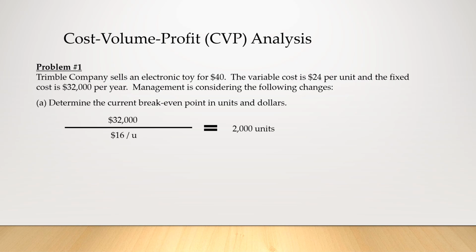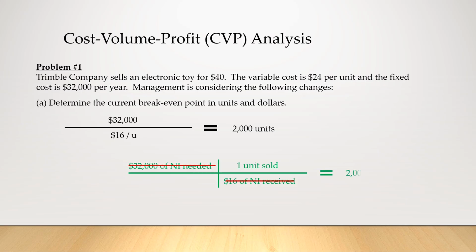You can understand this fact by applying dimensional analysis. Our fixed costs are $32,000, so that's the amount of income we need to generate to break even. For every 1 unit sold, we receive a net of $16 after deducting the variable cost from the sales price. So the units we need to sell to get $32,000 of income is 2,000 units.